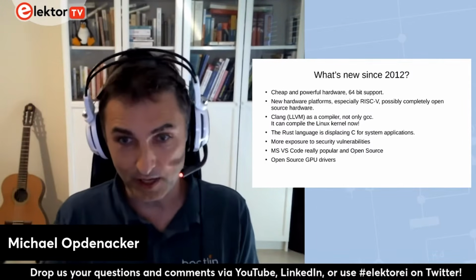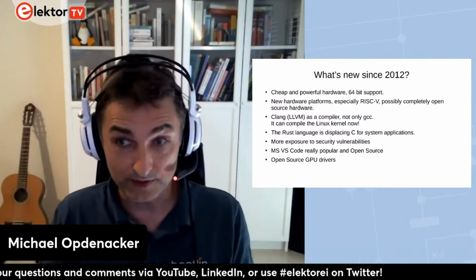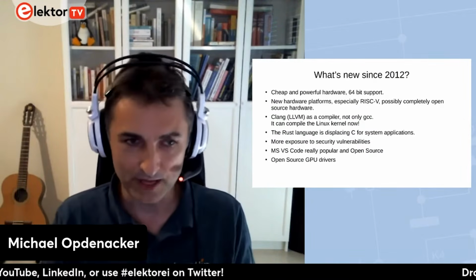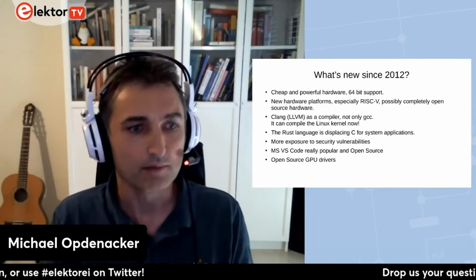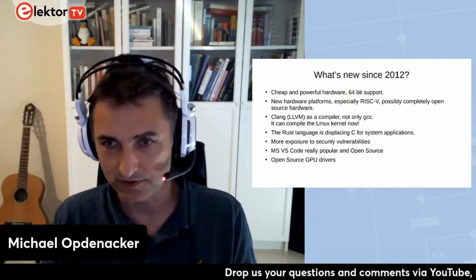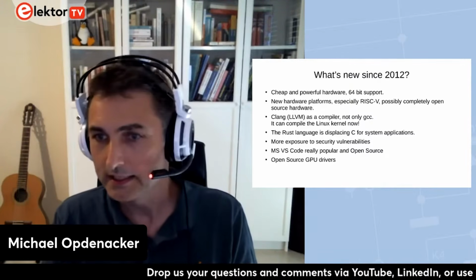There's cheap and powerful hardware. And indeed, in 2012, if I remember correctly, the Raspberry Pi was out. Before that, you had the Beaglebones and Beagleboard. But that's really when the cheap hardware was getting to be massively available.